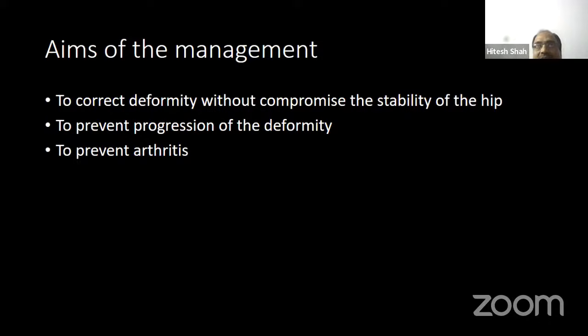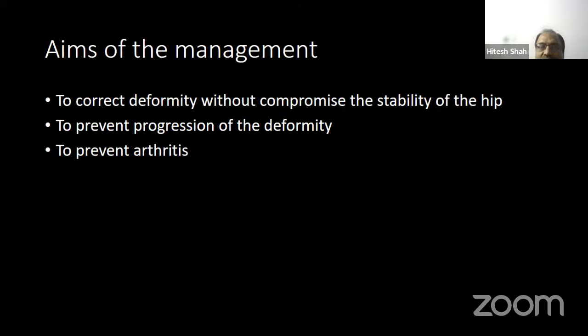What are the aims of managing a proximal femur deformity like Coxa Vara? To correct the deformity without compromising stability. As I said, whenever you correct the adduction deformity with an abduction or valgus osteotomy, it can lead to hip instability. Always check before planning the Coxa Vara correction.